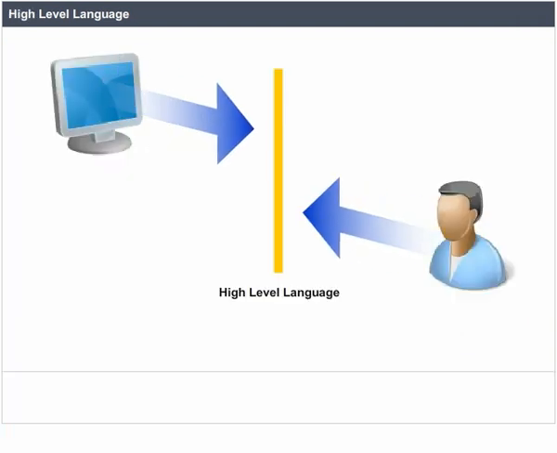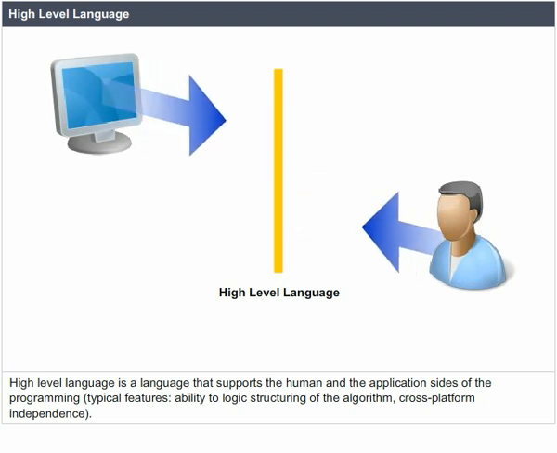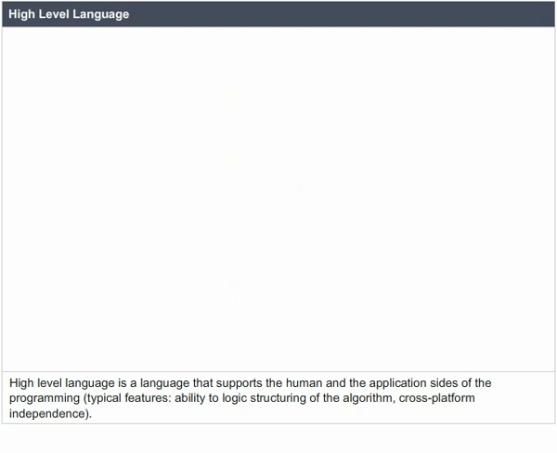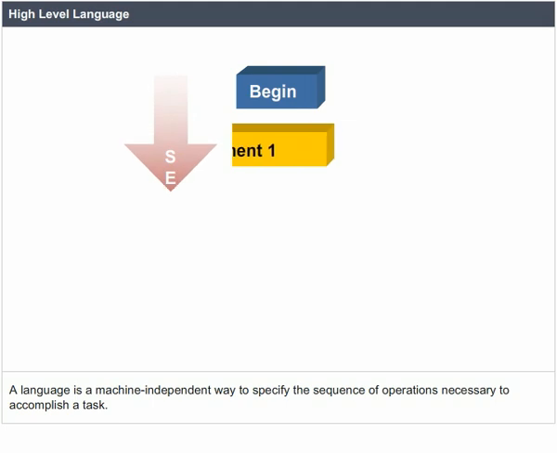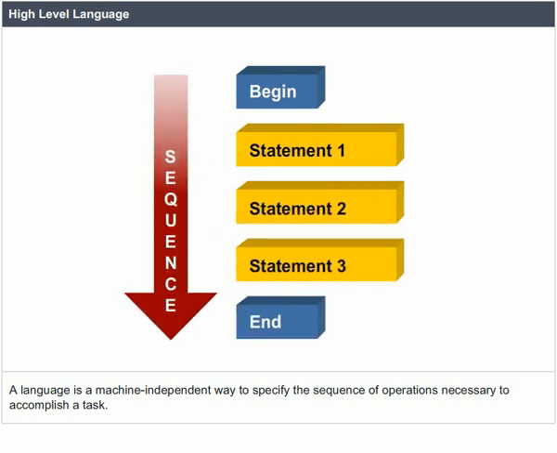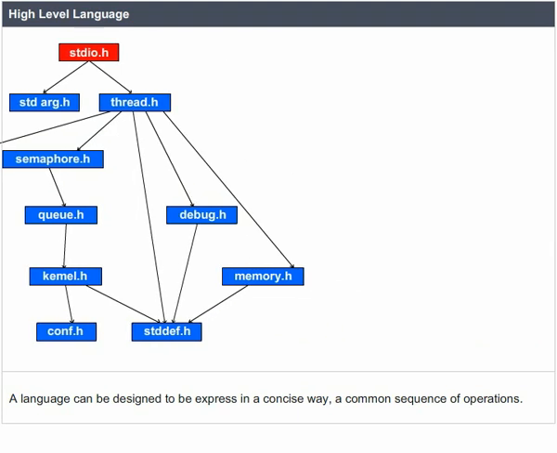High-level language. High-level language is a language that supports the human and the application side of programming. Typical features: ability to structure the logic of the algorithm, and cross-platform independence. A language is a machine-independent way to specify the sequence of operations necessary to accomplish a task. A language can be designed to express a common sequence of operations in a concise way.